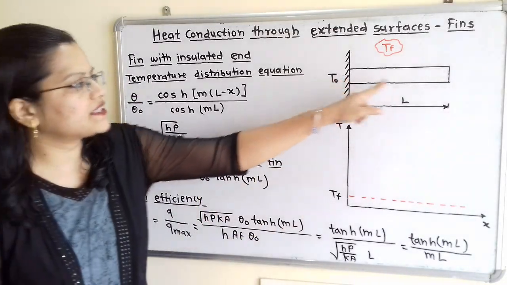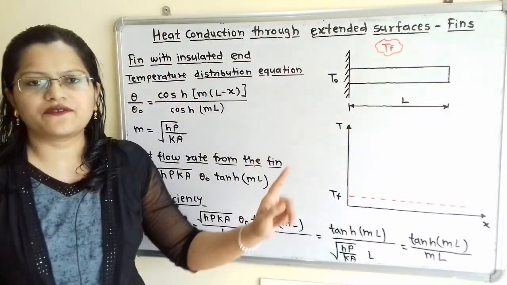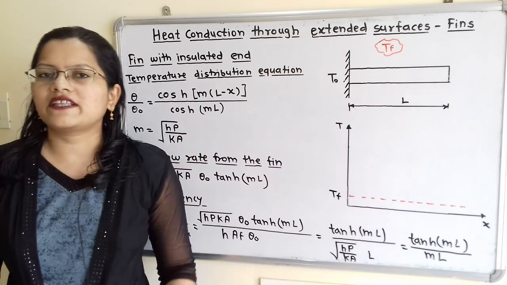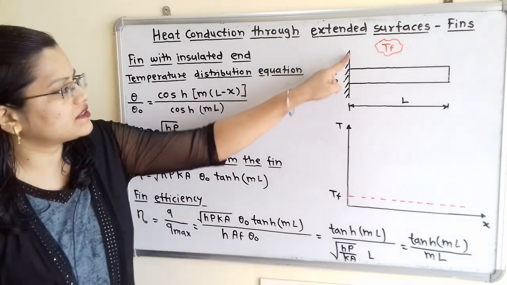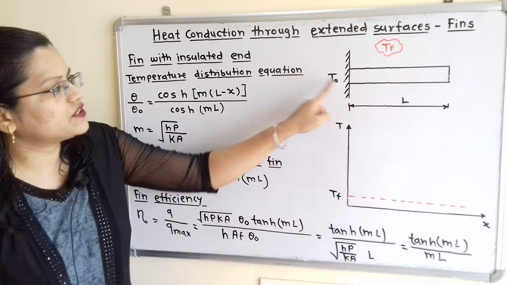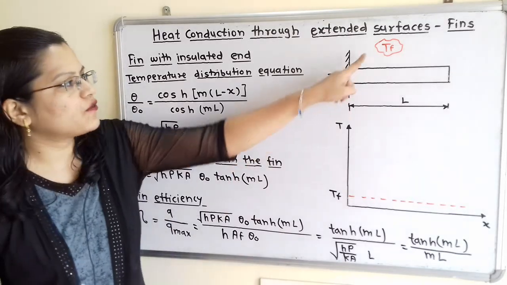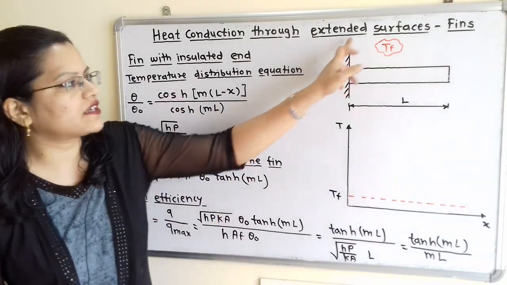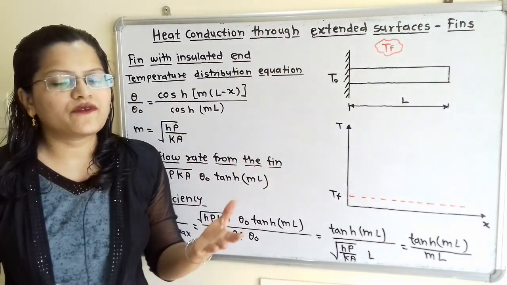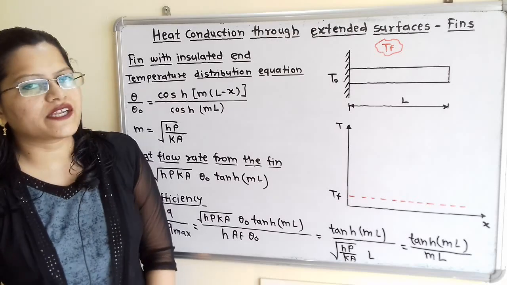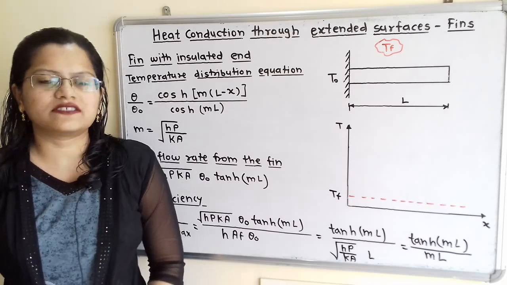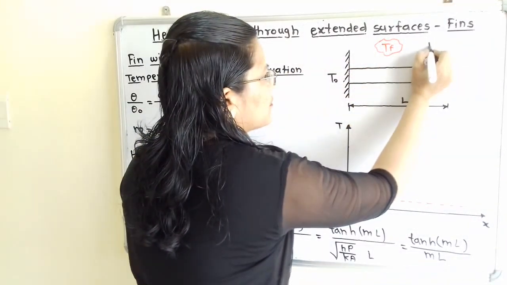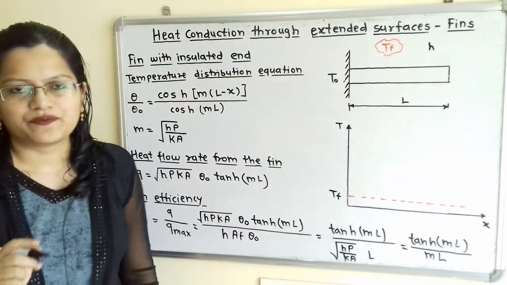So this extended surface is known as fin, which is having length L. Now what is the temperature at the base of this fin? So the base of the fin temperature is T0 and the surrounding temperature is known as Tf. Suppose the surrounding is air, that means fluid, then it is having convective heat transfer coefficient, that is h. So we will also mention here the convective heat transfer coefficient h.